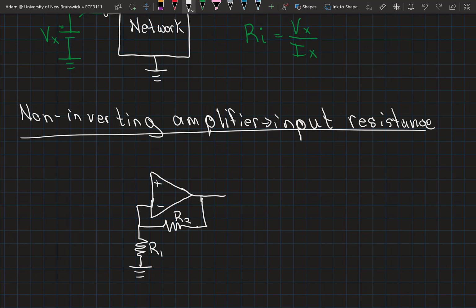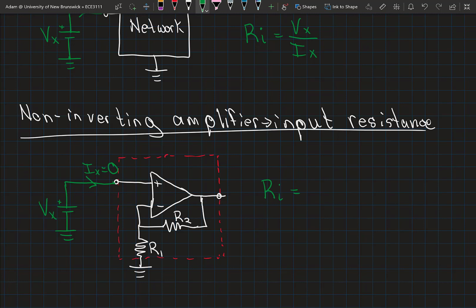If I think about this op amp, I can think about it as a black box again, just like I did above for that network. This is the input, and I can show the output here, although we're not particularly interested in the output at this point. Just like in my generic network above, I can assess the input resistance by applying a test voltage Vx to this input and measuring the amount of current that flows in. As we stated, one of the properties of an ideal op amp is that the resistance looking into the input terminals is infinite, and therefore no current flows into those inputs.